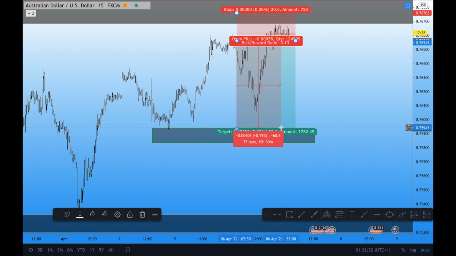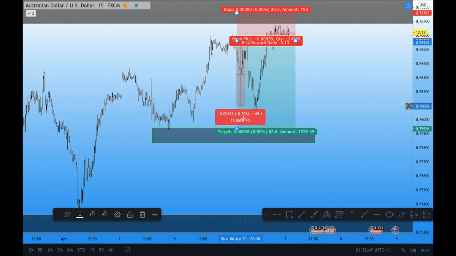But at the same time, there's no way we're going to know it's going to hit our suggested level to the exact amount. So I say anything between 75% and 100%, of course, coming close to your overall TP, you want to be able to take your profit.